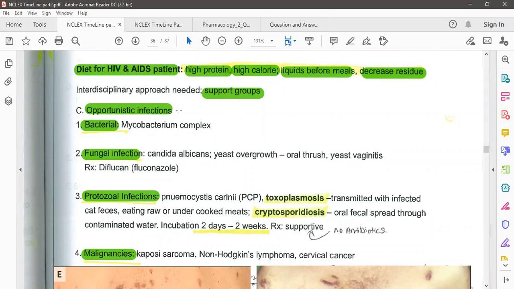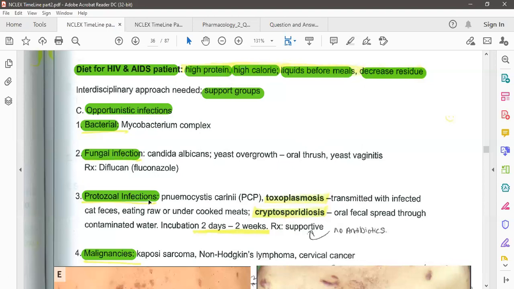So what are the opportunistic infections commonly caught by them? Most common bacterial infection, especially Mycobacterium avium complex, maybe pneumonia, fungal infection, Candida albicans, yeast overgrowth, oral thrush, or yeast vaginitis in case of female, and treatment is antifungal fluconazole.